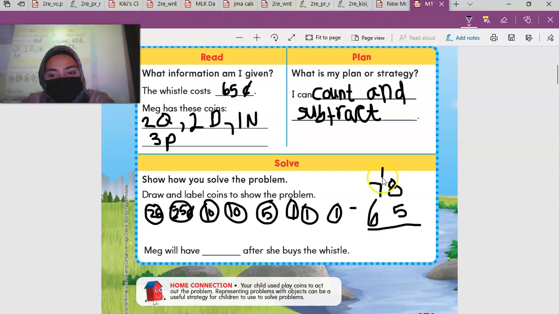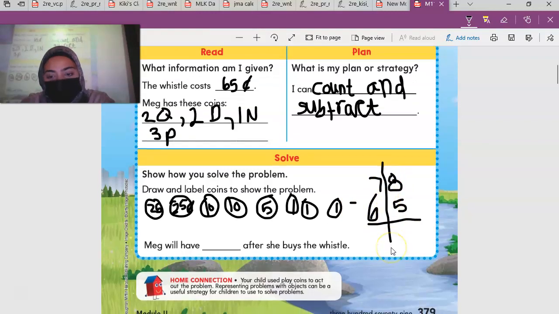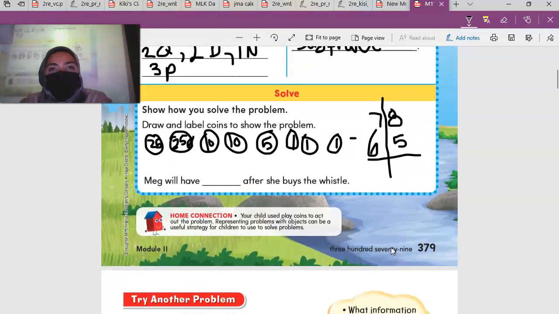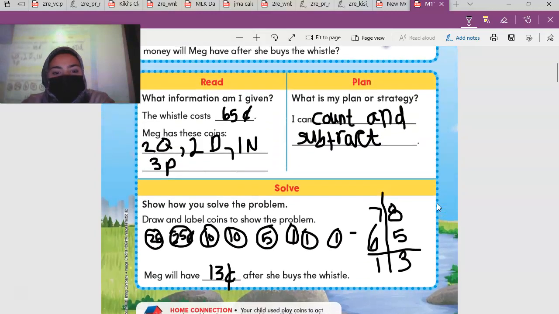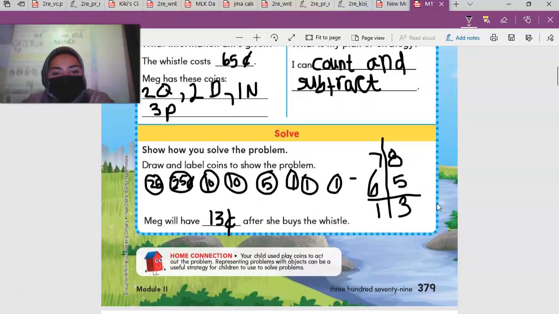Now I subtract. 8 take away 5 is 3. 7 take away 6 is 1. So how much will she have? 13 cents. Was that easy? Yeah. It was easy. All I did is count the money and then subtract it.